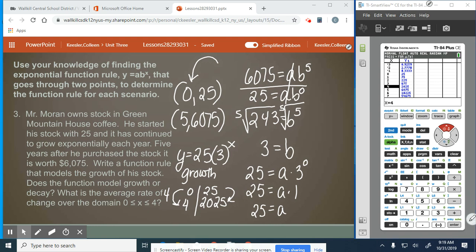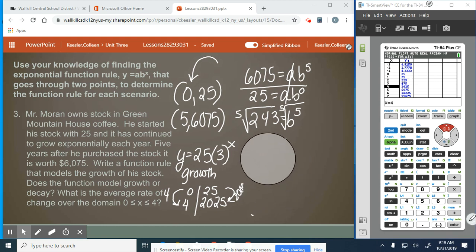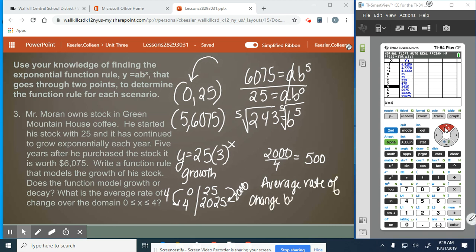So this is going up 4 as this goes up 2,000. And 2,000 divided by 4 gives us our average rate of change there, which would be 500. Okay, so our average rate of change between 0 and 4 years is $500 per year. We could add in if we wanted to. So on average, the stock is growing by $500 per year in that time frame.